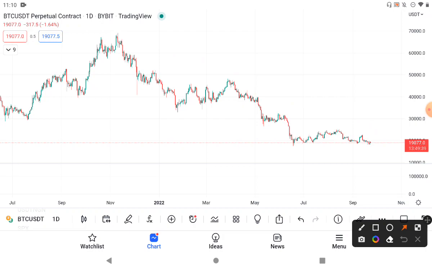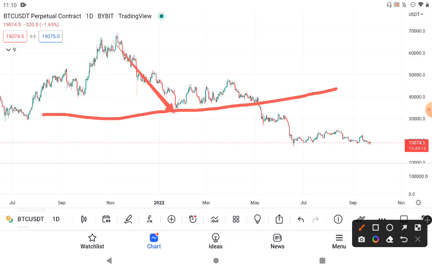Now, what is a lower low? A lower low is when price action, or price itself, forms a lower price and then forms another price lower than what it formed before. Okay, just watch what I'm doing. This is basic to advanced.